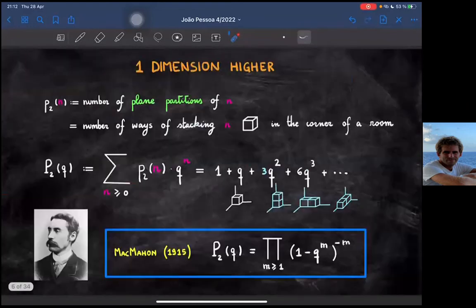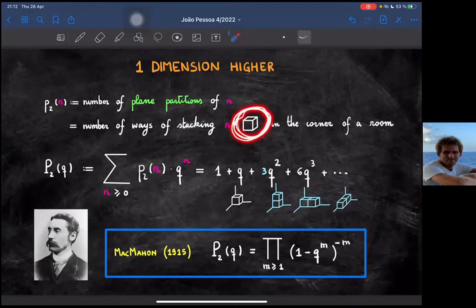So one can also go one dimension higher and consider plane partitions. So plane partitions are ways of stacking n boxes, so 3-dimensional boxes in the corner of a room. So this is a higher dimensional analog of the squares that we saw that define Young diagrams.